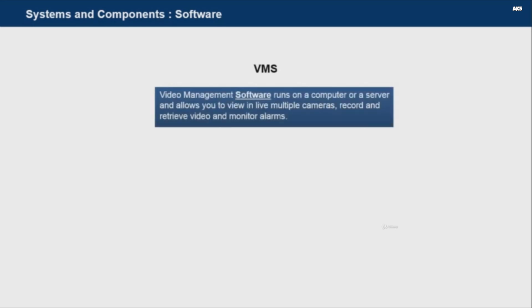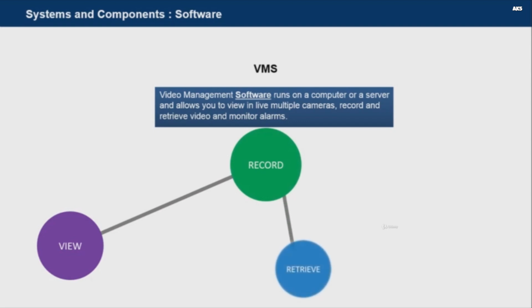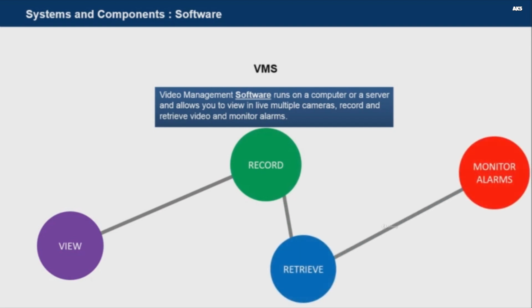Welcome back everybody. Now we are going to start going through the system. Let's take a look at the software as the first component of the video surveillance system. The software element is called the video management software, or VMS. The VMS allows you to view multiple cameras live, record and retrieve video, and also monitor alarms.